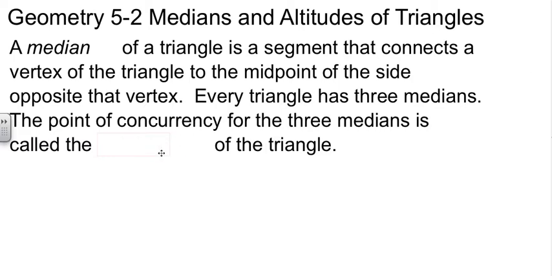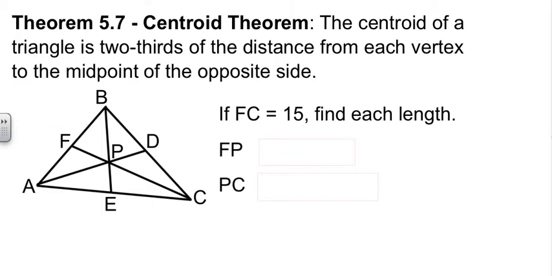And just like we talked about last time, there's a point of concurrency for those three medians where they all meet, and it's called the centroid. Okay. And what the centroid theorem tells us is that the centroid of a triangle is 2/3 of the distance from the vertex to the midpoint on the opposite side.